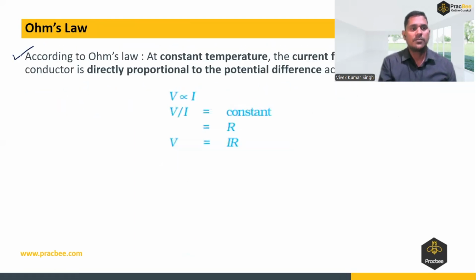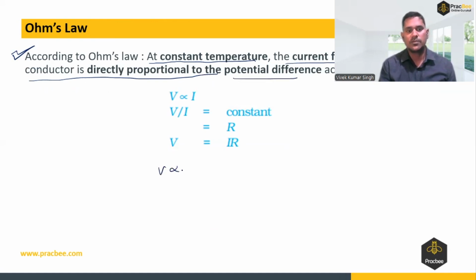This topic is very important from the board point of view. Ohm's law says that at constant temperature, the current flowing through a conductor is directly proportional to the potential difference. Meaning V is proportional to I. If we remove the proportionality sign, we have to add a constant. So V equals IR, where R is a constant and this R is called resistance. And this resistance is measured in ohm.